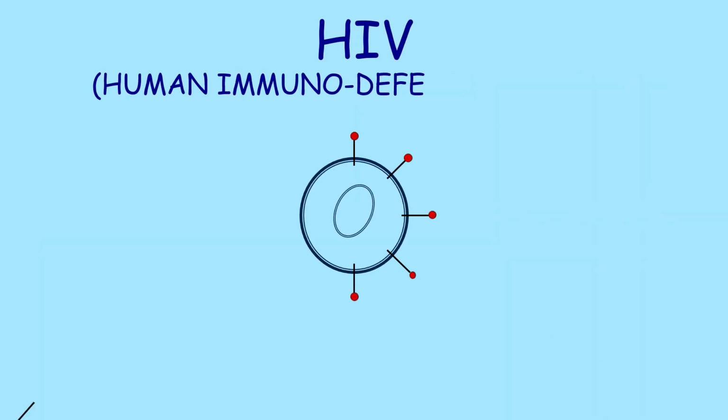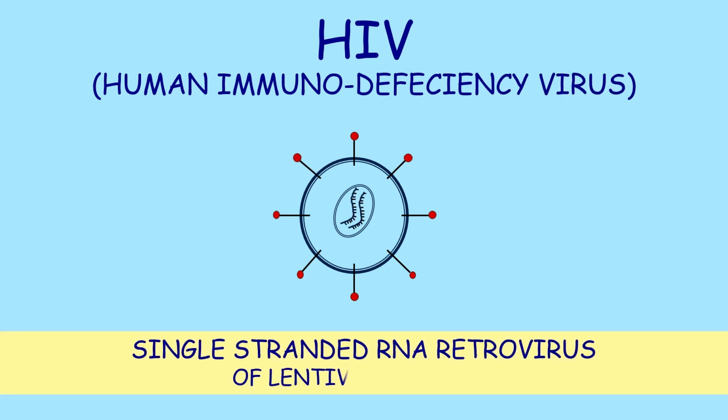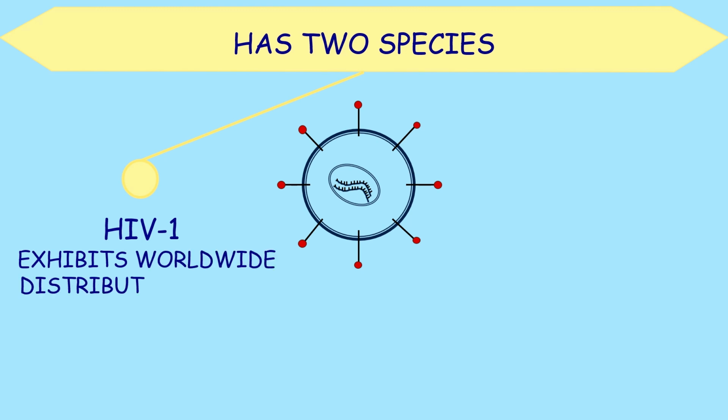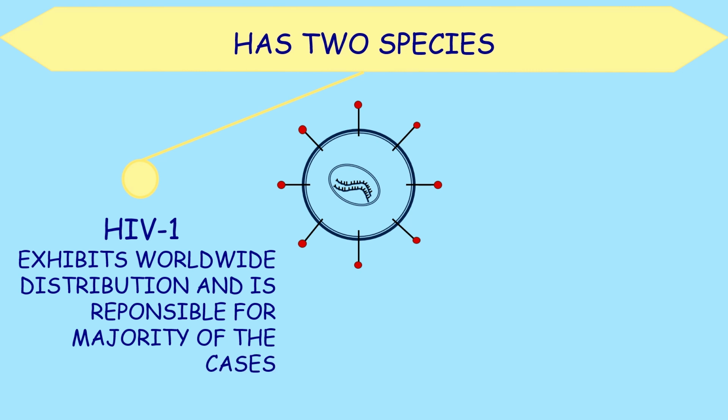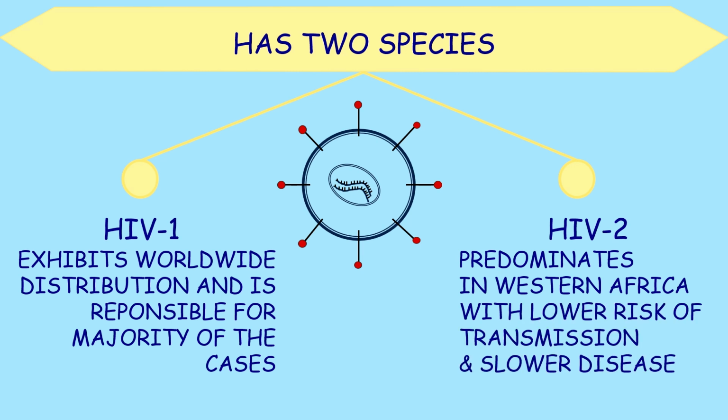HIV, human immunodeficiency virus, is a single-stranded RNA retrovirus of the lentivirus family. The virus has two species: HIV-1, which exhibits worldwide distribution and is responsible for the majority of the cases, and HIV-2, which predominates in Western Africa with lower risk of transmission and slower disease progression.